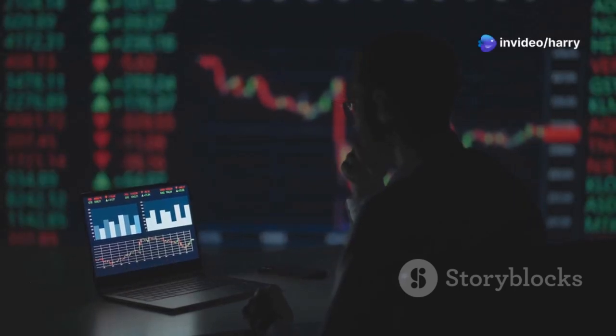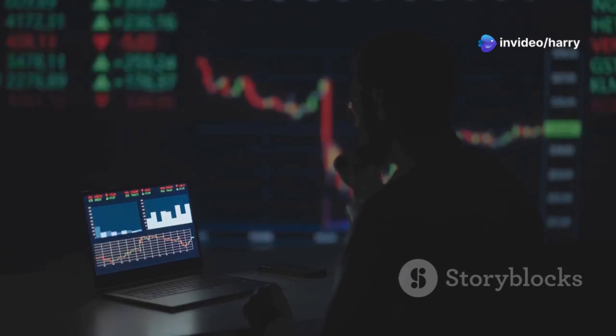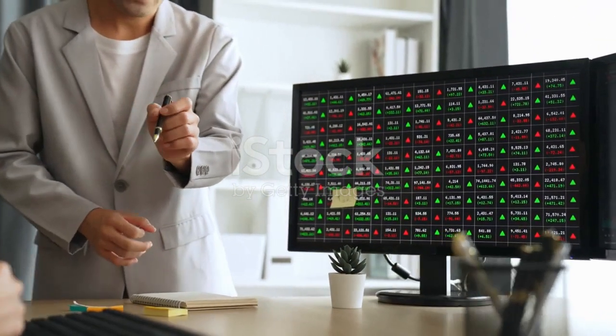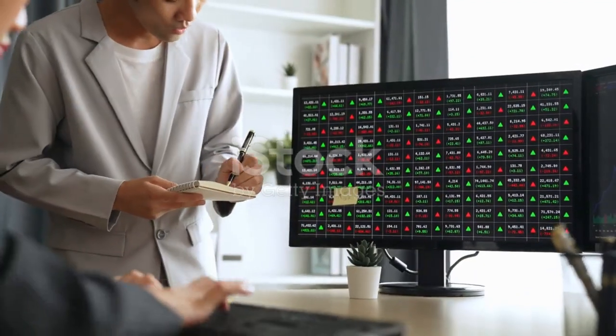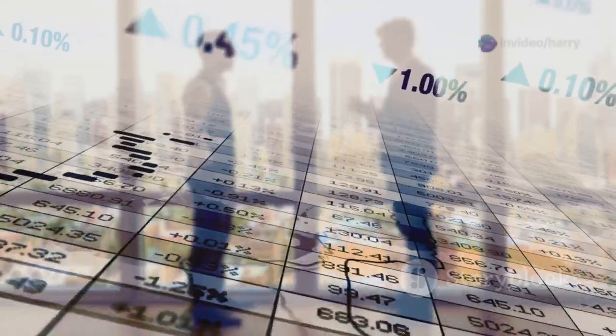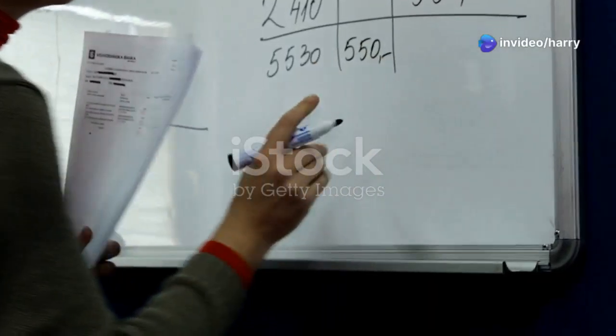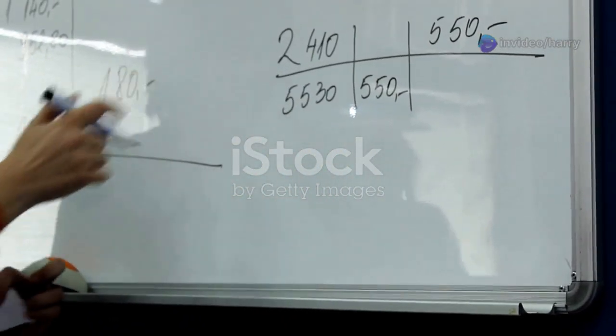The price-to-earnings ratio is a widely used financial metric for valuing businesses. It provides a quick snapshot of how much investors are willing to pay for every dollar of a company's earnings. In essence, it reflects the market's perception of a company's future earnings potential. Calculating the price-to-earnings ratio is straightforward.